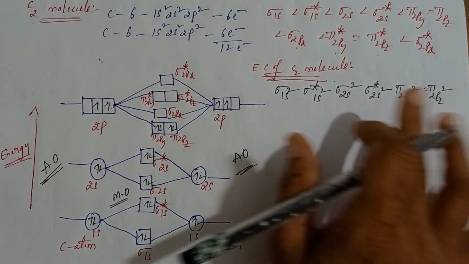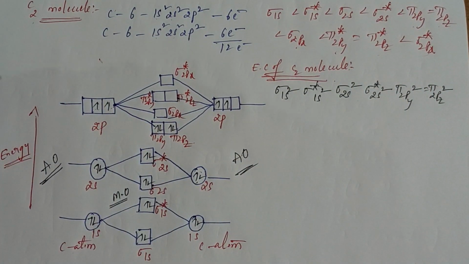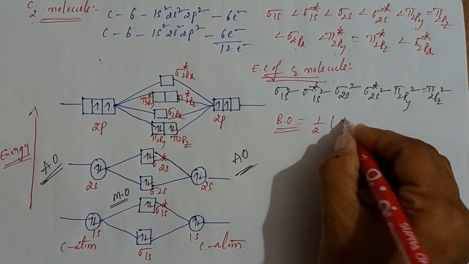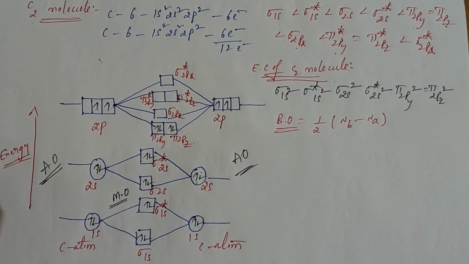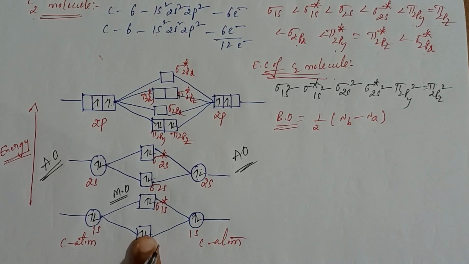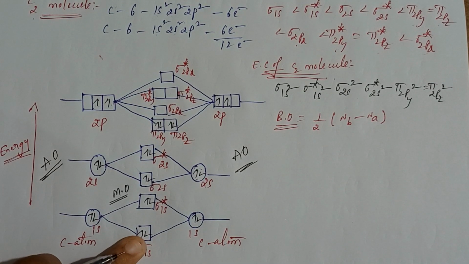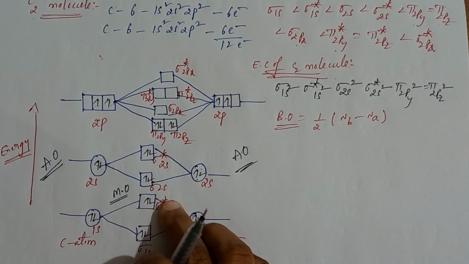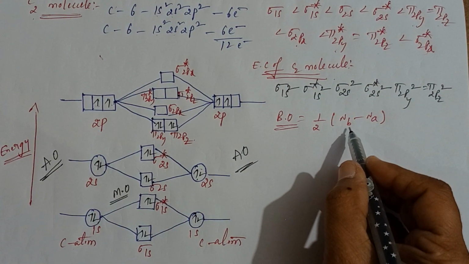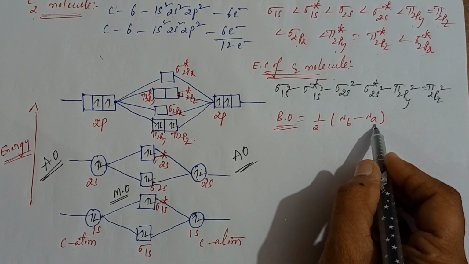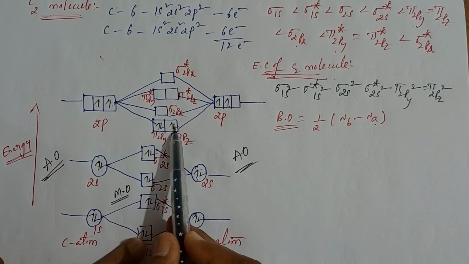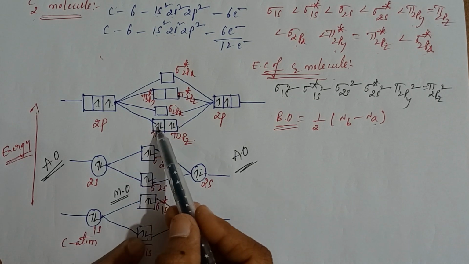Now after the electronic configuration, you have to find the bond order. The formula is half into Nb minus Na. First of all, what is Nb here? How many bonding electrons are there? In this diagram, the lower ones are bonding. What are the starred ones? All are anti-bonding molecular orbitals. Nb is the number of bonding electrons, Na is the number of anti-bonding electrons. Number of bonding electrons: here 2, here 2, here 2, here 2, total 2, 4, 6, 8.